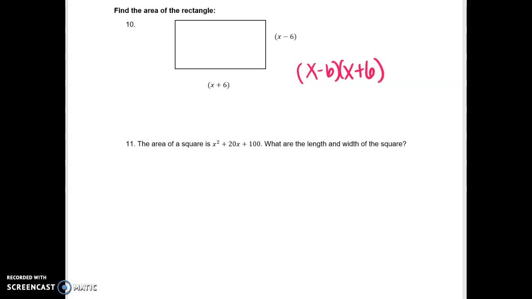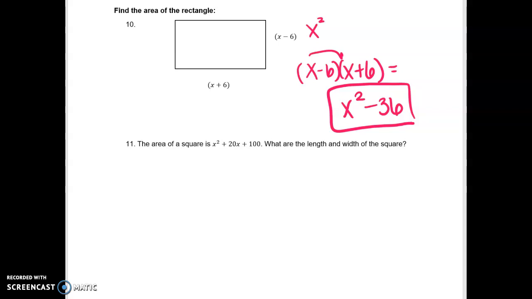So we need to do the length times the width, which is x minus 6 times x plus 6. That is a difference of squares. I'll show it written all out after this, but I already know that it's a difference of squares because of the way that we have an x, a 6, then a minus and a plus. So this would be my answer. But if I wasn't sure, I could multiply it out. X times x is x squared. X times a positive 6 is plus 6x.